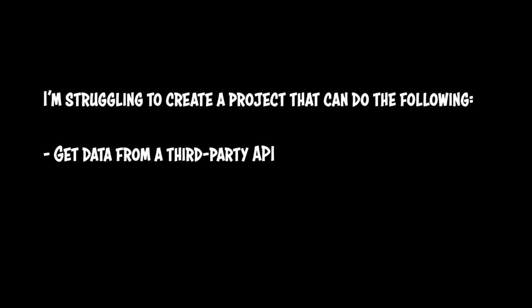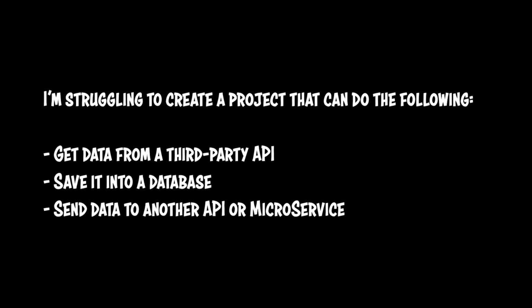I'm struggling to create a project that can do the following: get data from a third-party API, save it into a database, and then send that data to a third-party API or another microservice in my distributed architecture. So that is the project that we're going to build today.